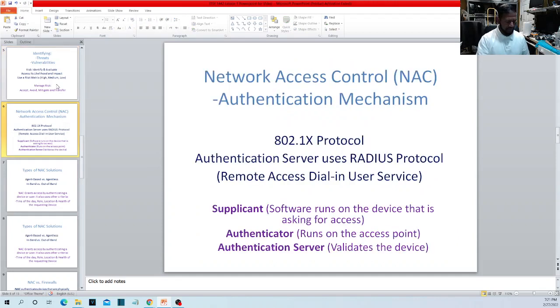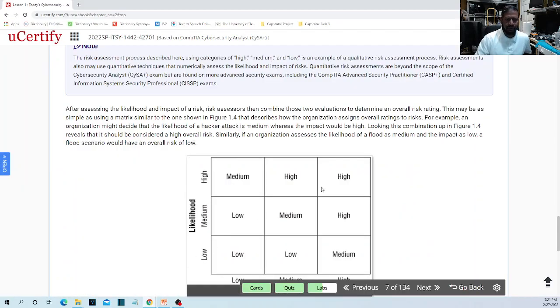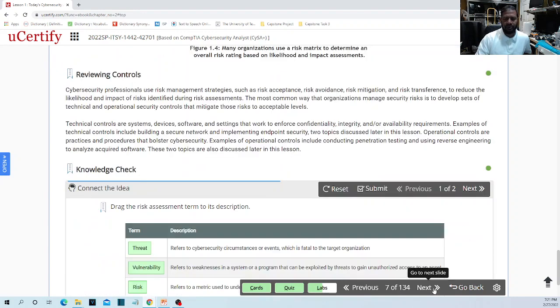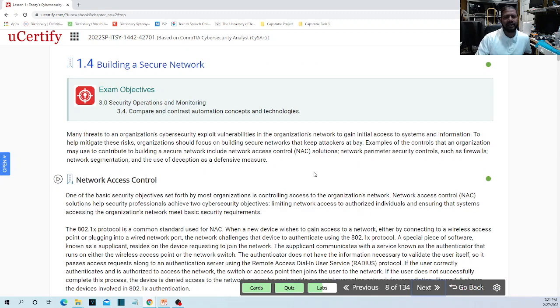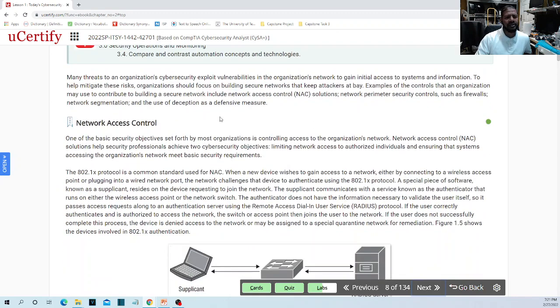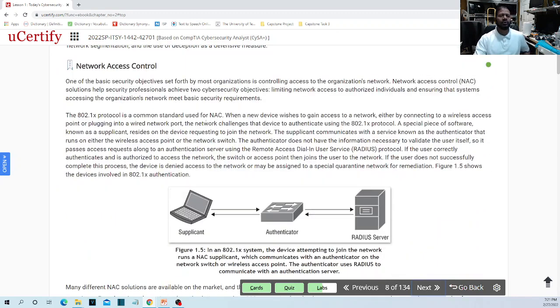Identifying the risk. Okay. Now, we're talking about network access control. So let's look at our courseware again. Next topic. What is access control? Building a secure network. Of course, we want to secure our network. And what is NAC? NAC, Network Access Control. It is the authentication system.